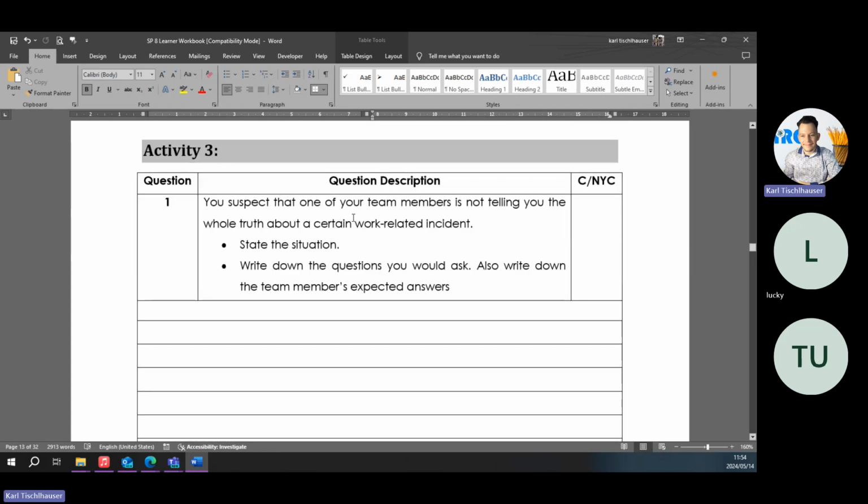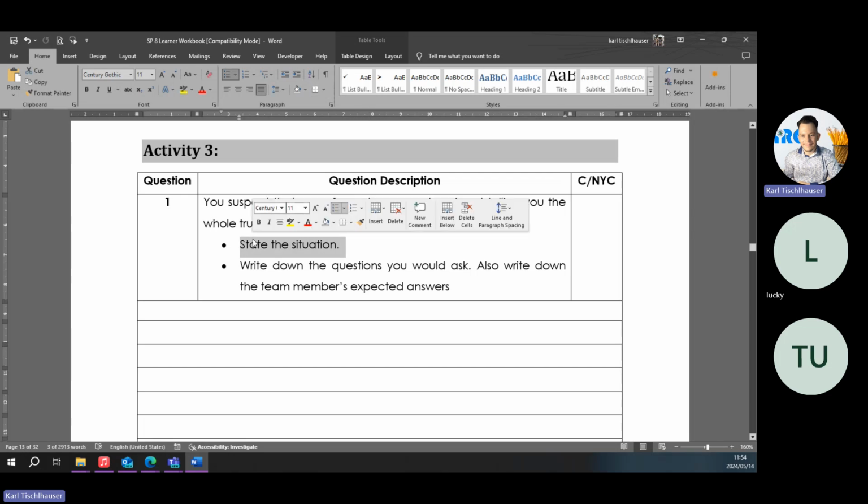Number 3 says you suspect that one of your team members is not telling you the whole truth about a certain work-related incident. State the situation and then write down questions you would ask. Also, write down the team members' expected answers. So make up the situation. You can literally make it up. Give us the context, and then come up with questions you'd ask them and try and predict their answers.